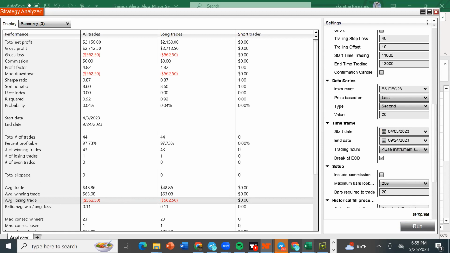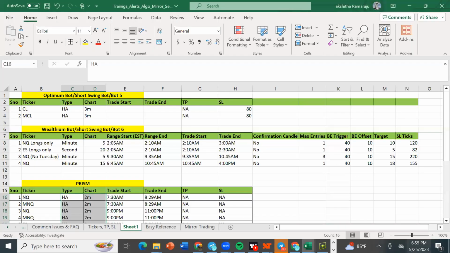Once you get the files, you can run it for NQ. It is better not to run on a Tuesday, but on all other days you can run this one. And the same thing with NQ, 15 minutes between this time and this time with these parameters. You will have more than 95% success with all these different combinations.